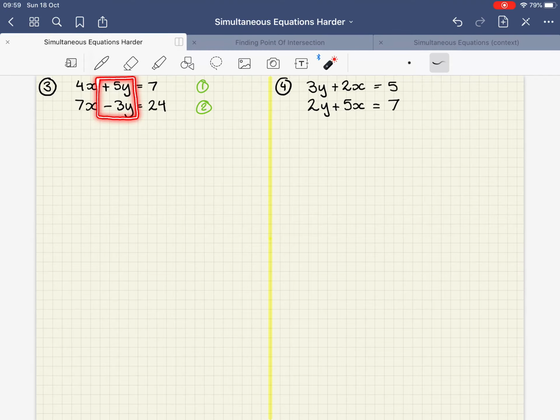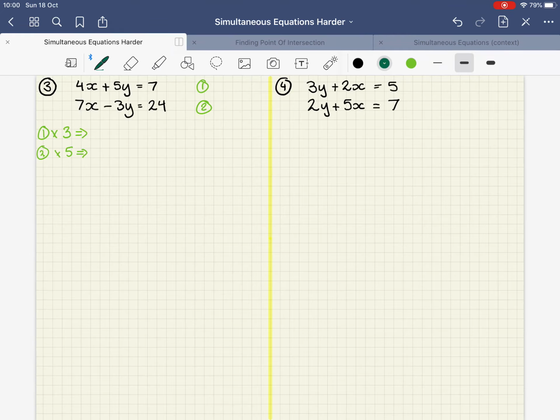So I've got 5y and then minus 3y. And typically, it's just easier to multiply each equation by the other number. So for example, the first equation I'm going to multiply by 3 and the second equation I'm going to multiply by that 5. So equation 1, we're going to multiply by that 3. And equation 2, we're going to multiply by the 5.